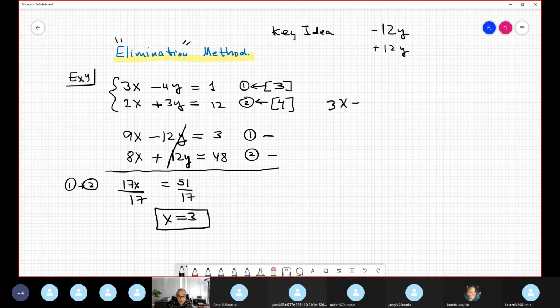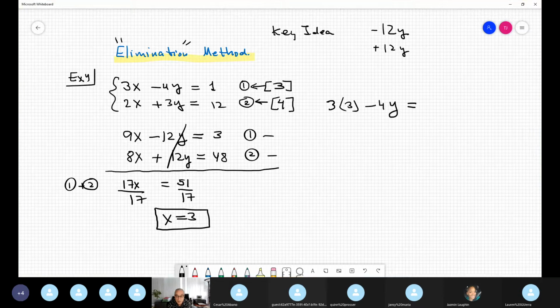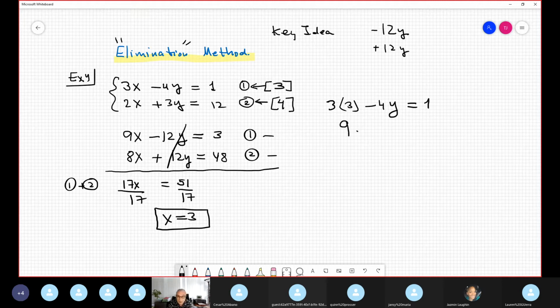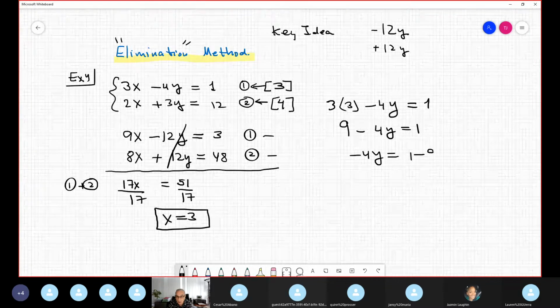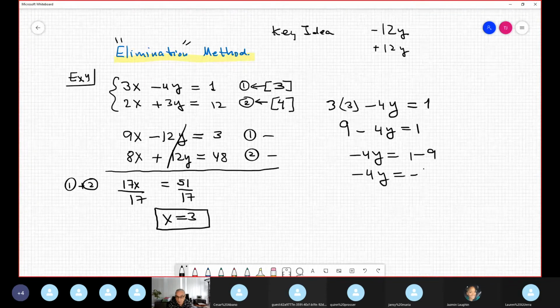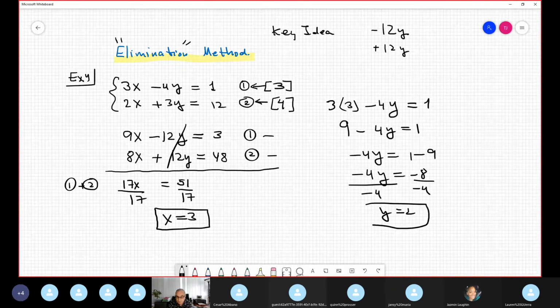And you take 3x minus 4y. Sorry, mistake. 3 times 3, because x is 3, minus 4y equals 1. This is 9. 3 times 3 is 9, minus 4y equals 1. Minus 4y is equal to 1 minus 9, which is negative 8. Divided by negative 4 on both sides, y is 2. And the solution is the ordered pair (3, 2). Okay, this is the basic idea for elimination.